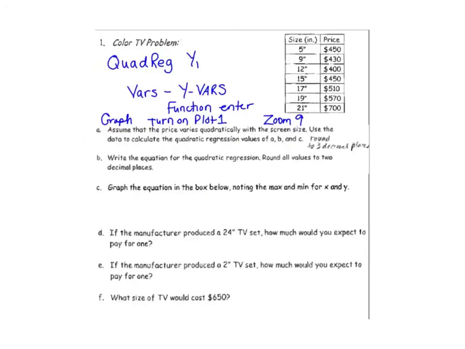So this is a problem that you will be given in class. And usually when you're given a regression problem like this, you get some kind of table. And usually the size in inches is going to be your independent variable, and the price is going to be the dependent variable. When you put this in your calculator, this is going to be L1 and this is going to be L2. So what you would do is put the size in inches in L1, the price in L2, and then do a quadratic regression, write down the equation, and read through that. So don't copy all of this down, but this is the type of problem that you're going to be doing in class.